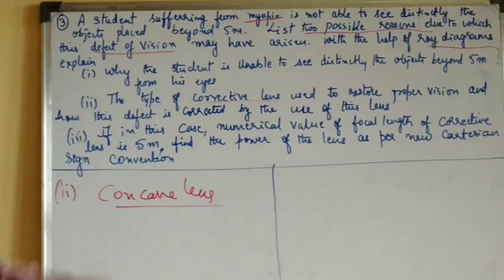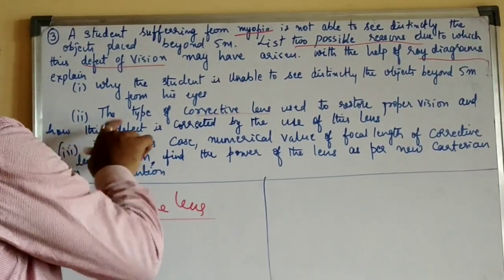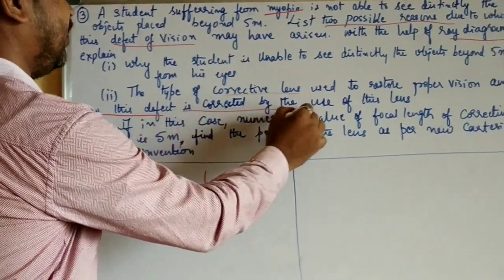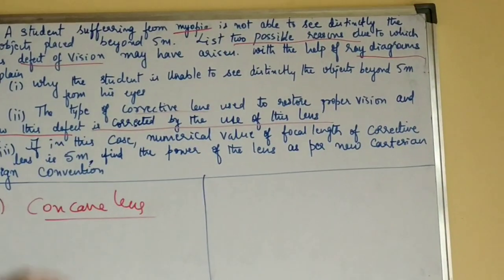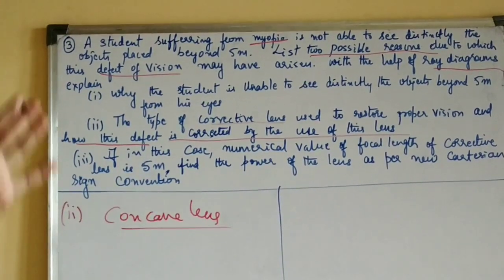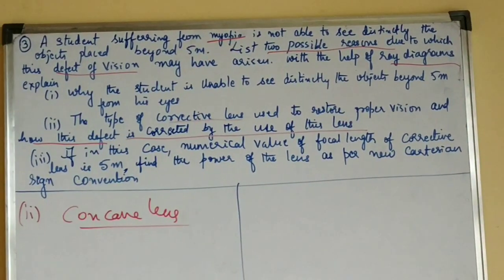Now, in this case, you can see how this defect is corrected by the use of this lens. What happens before use of this lens in a myopic eye? The blurred image is formed in front of the retina, not on the retina.